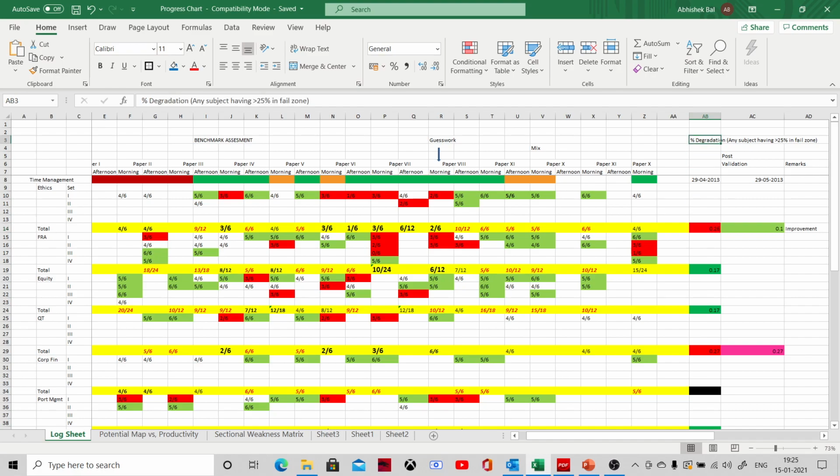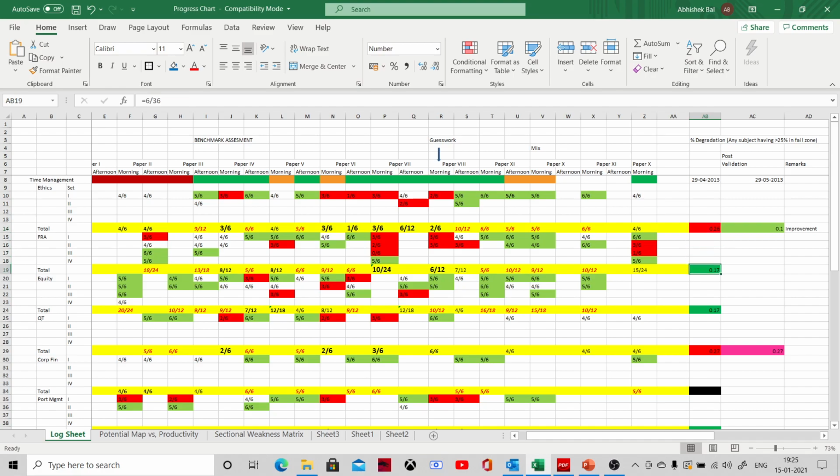If you click to the scale, that percentage of degradation, any subject area having equal to or more than 25% in the fail zone, which means less than 50%. Okay, so that's how I've charted. So ethics, you could see that it is slightly more than 25%, and hence I have penalized it. I have marked it at 26% in red.